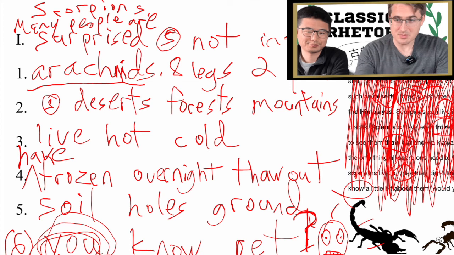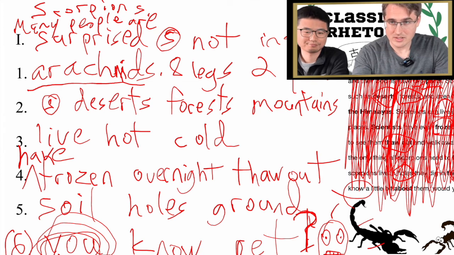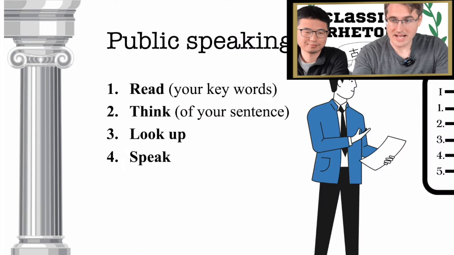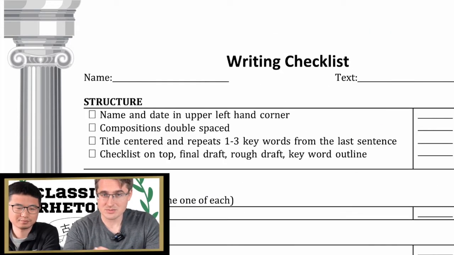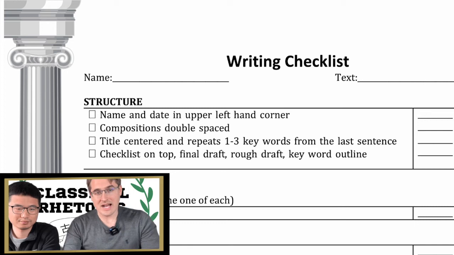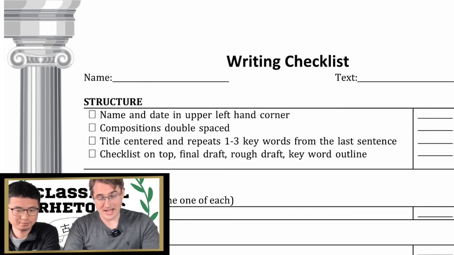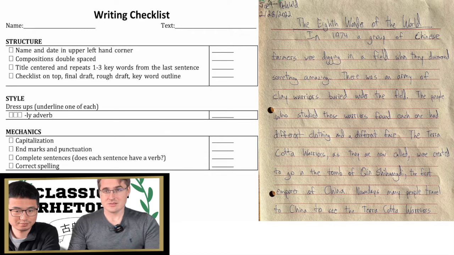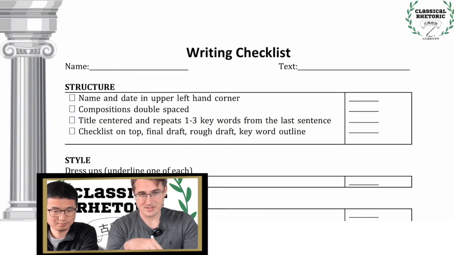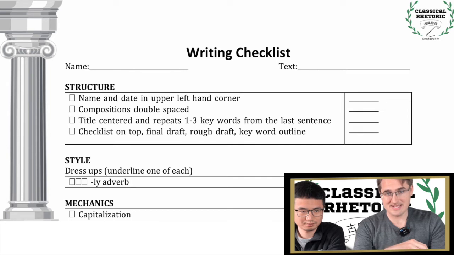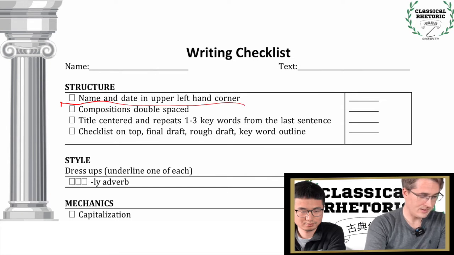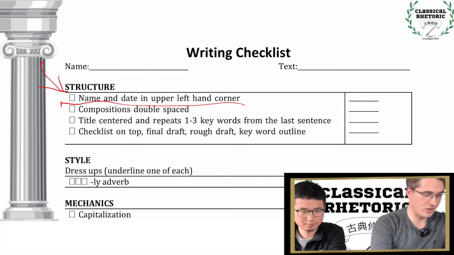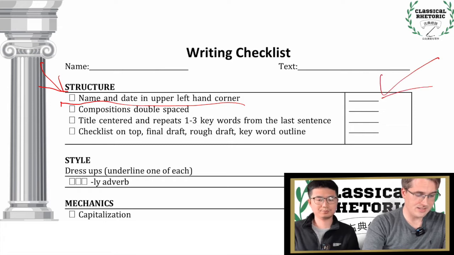Now we've done some speaking in our KWO. We will use this for our next part of class, which is writing. So I have a checklist for you, which you will find on the app. And this checklist is telling you how to write a proper essay. So let me blow it up here. First, it says name and date in the upper left-hand corner. Okay, this is a checklist, so these boxes are for you to check. These lines are for me.